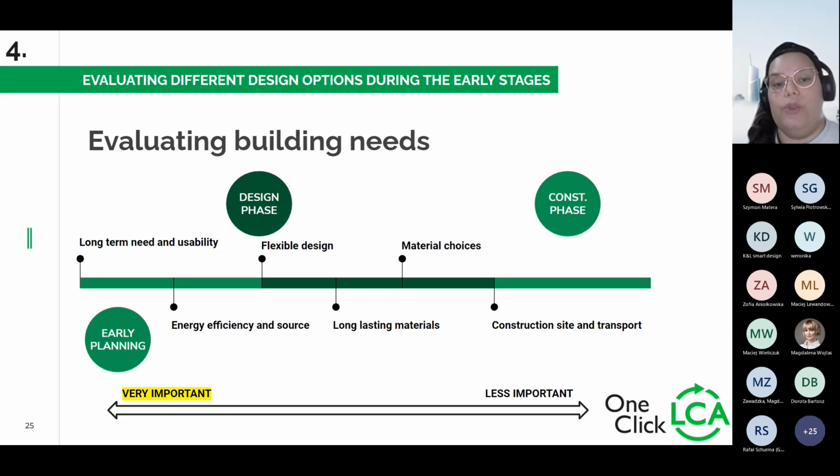We need to think also in the design phase about the design being flexible so that it can serve multiple purposes, for example. Also that the materials are long lasting, and I will tell you a little bit more of the reason for this in a moment. Need to obviously think of material choices and also about, in the construction phase, the construction site and transport. But the main focus would be in the early planning and design.